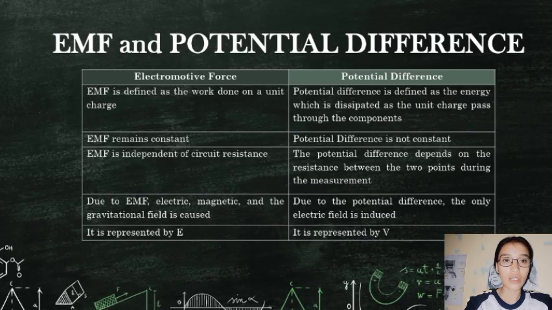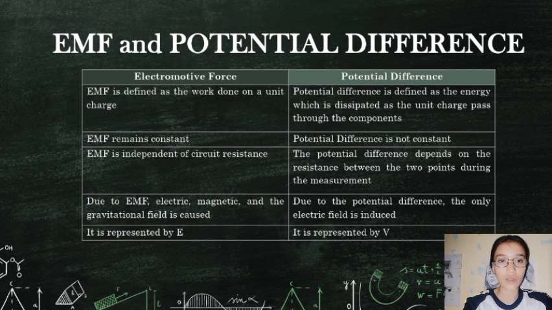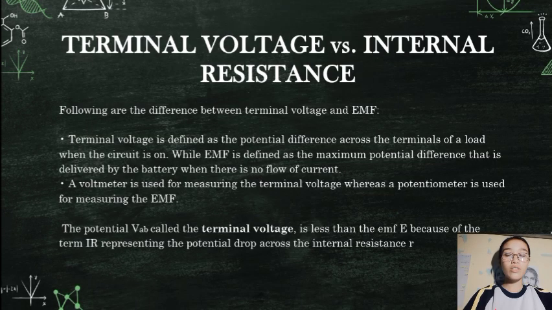I hope in the video that I have presented to you, you understand the difference between the potential difference and electromotive force. So when we say electromotive force, it is the conversion of chemical energy into electrical energy. Well, the potential difference is the conversion of electrical energy to another type of energy. Now let's move on to the relationship of terminal voltage or VAB with the internal resistance.